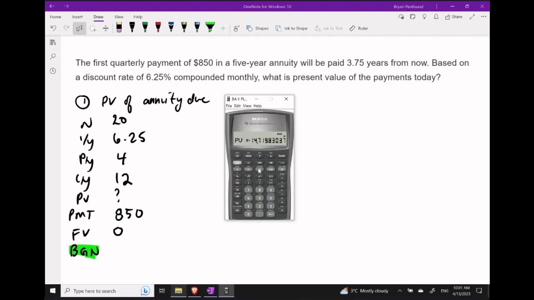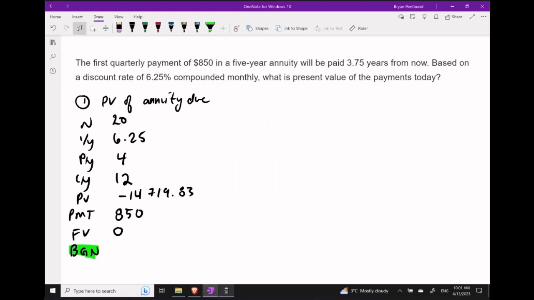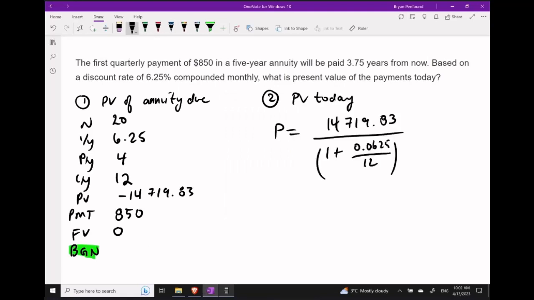This should come out to be a negative number because we will have to pay into this annuity in order to receive positive payments. So we get a value of negative $14,719.83. And this means that that annuity costs us, that's the purchase price, $14,719.83. And in step 2, we now need to deal with that deferred period of 3.75 years.